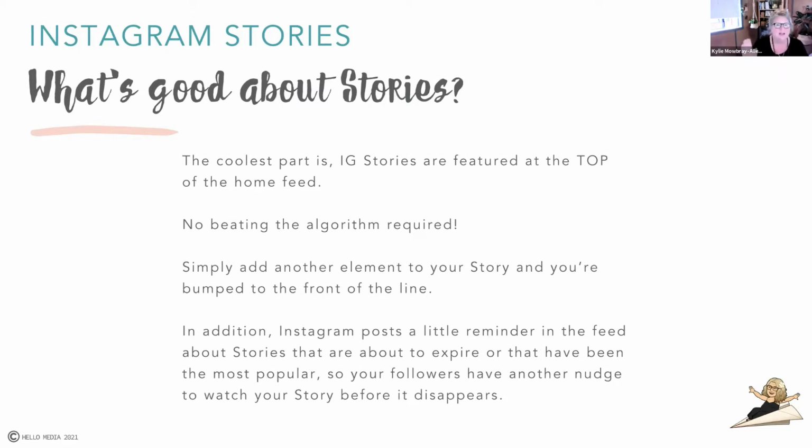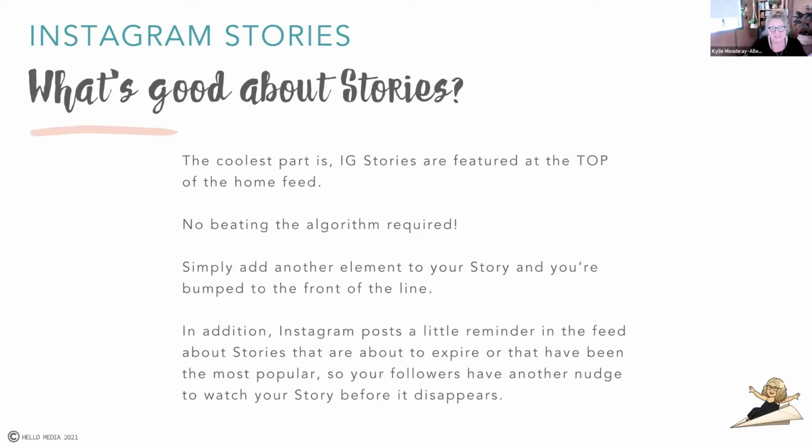So you can quickly tell which one you need to watch before it disappears. All you need to do is add another element to your story, and then you're bumped right to the top of the front of the line again. So a really great way to keep getting to the top and the front is just to keep adding another story. That doesn't mean you need to do a story every 5 minutes over 24 hours.